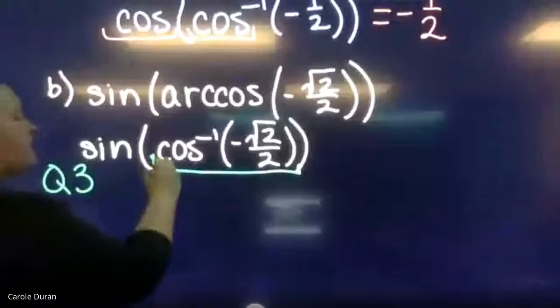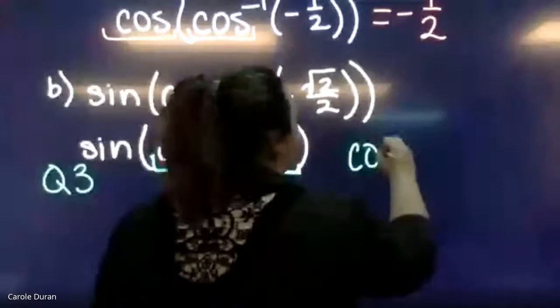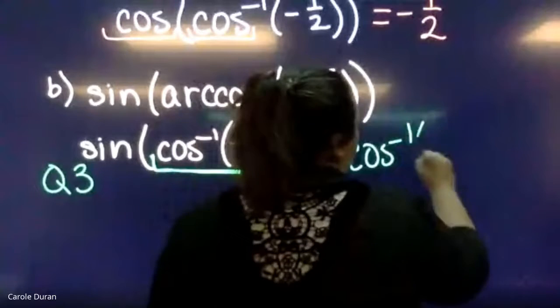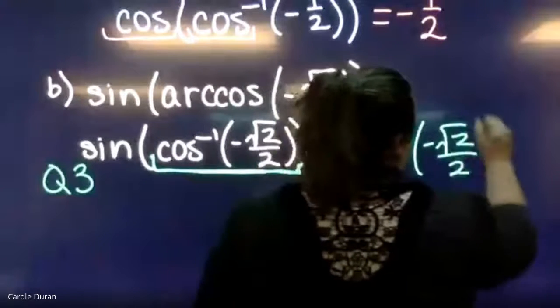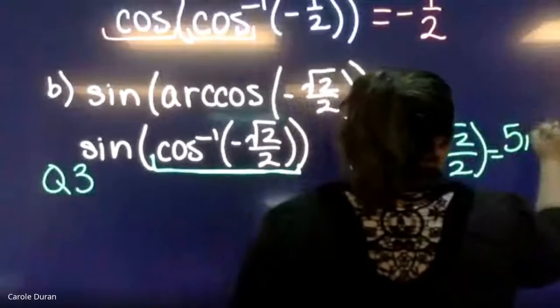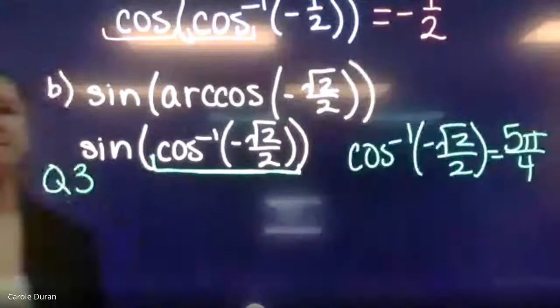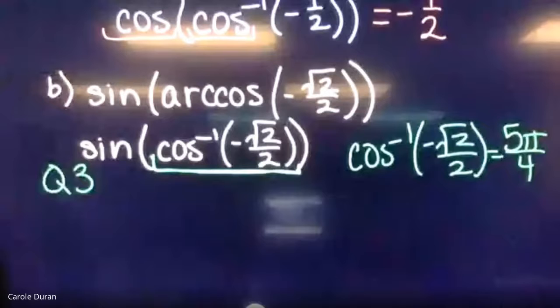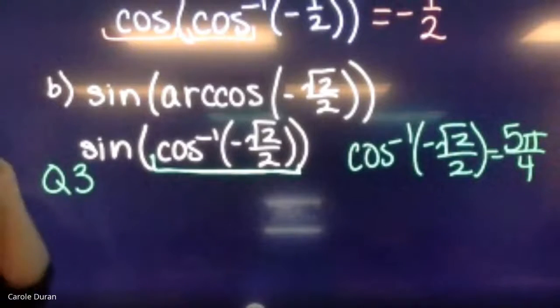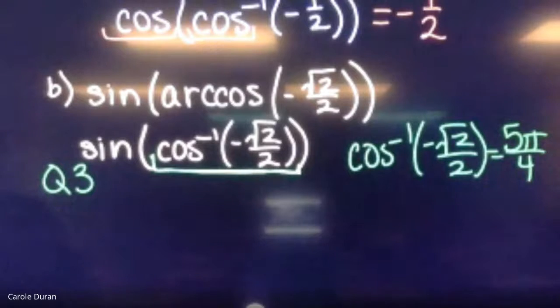Okay, so she solved this part, and she told us that cosine inverse of negative square root of 2 over 2 in quadrant 3 is equal to 5 pi over 4. It just means that we had a ratio and solved for the angle. That's all inverse means. We've done trig inverses before. That is not new. We've done them a lot.